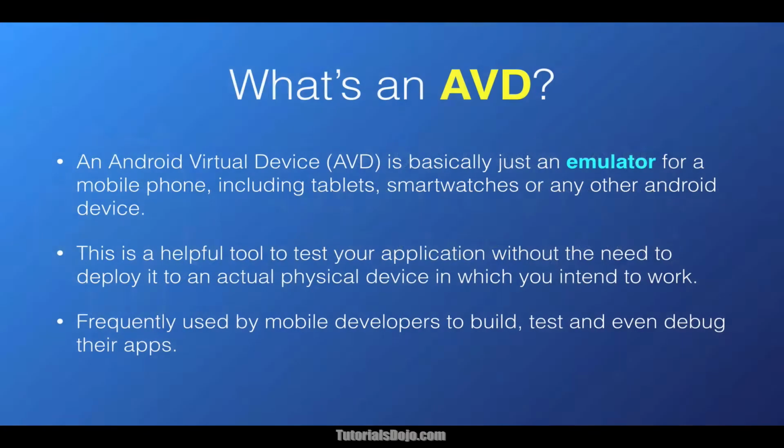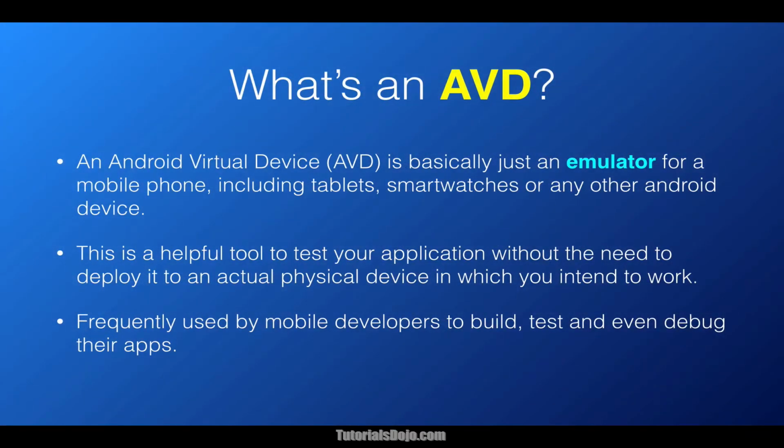An Android Virtual Device is basically just an emulator for a mobile phone. So you can test your app functionality and UI design without manually deploying it to an actual mobile device. You will also be using this emulator a lot of the time in the course of your development. Hence, it is important to know how to add and configure AVDs before you proceed writing your code.